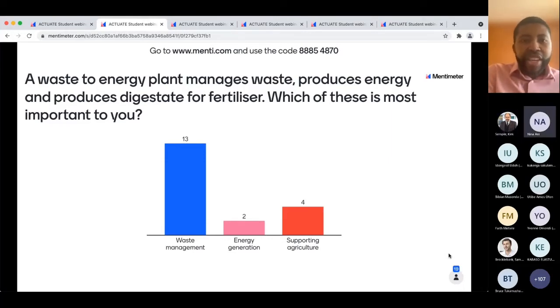So there's energy, waste, producing energy, and agriculture, digestive fertilizer. Which of these is the most important to you? Oh, this is very interesting. Kek, what do you think? This is exciting. Well, they're all really important.